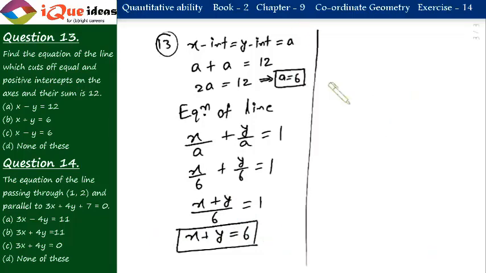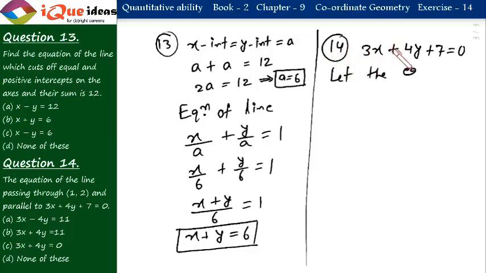Now let's take question number 14. It says the equation of the line passing through (1, 2) and parallel to 3x plus 4y plus 7 equal to 0. Whenever we have to find the equation of a line parallel to a given line, we straight away start from the given equation. Here the given equation is 3x plus 4y plus 7 equal to 0. So let the equation be 3x plus 4y plus k equal to 0. Always remember, for parallel lines the coefficients of x and y must remain the same, the constant must change. So let's say the new constant is k.